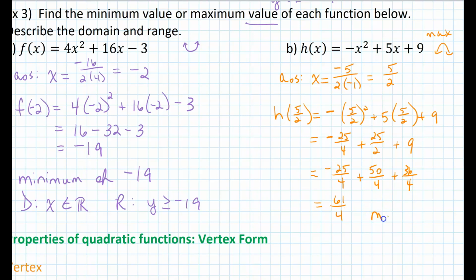Would you want us to simplify that or just leave it as it is? I would leave it. Do you put values in fractions like that? Yes.